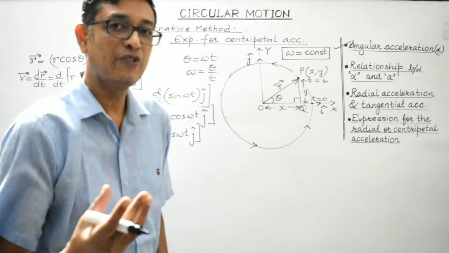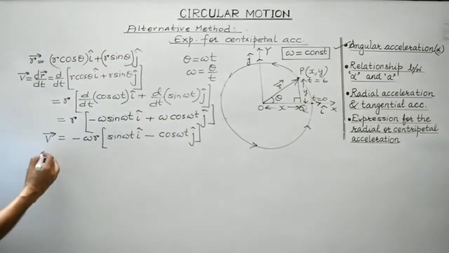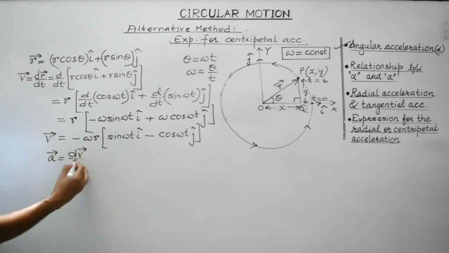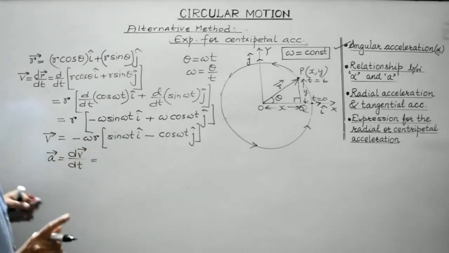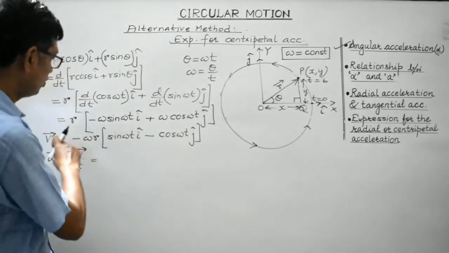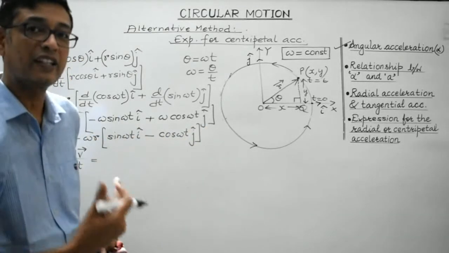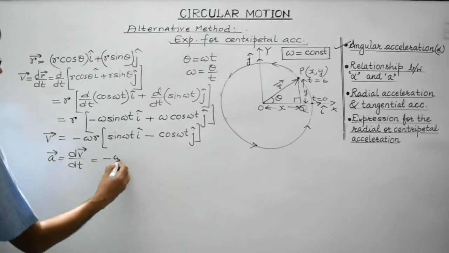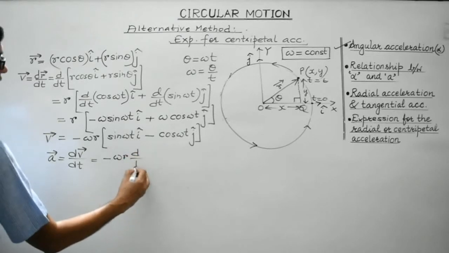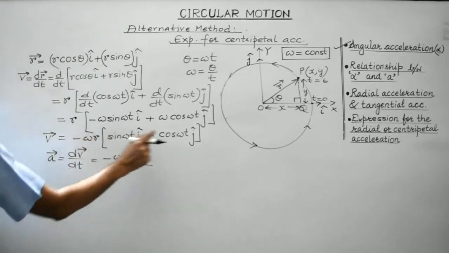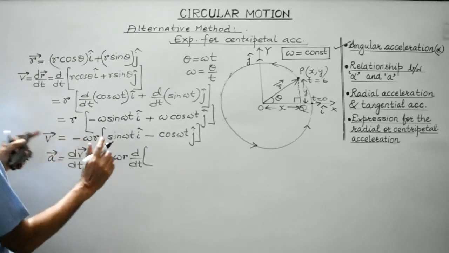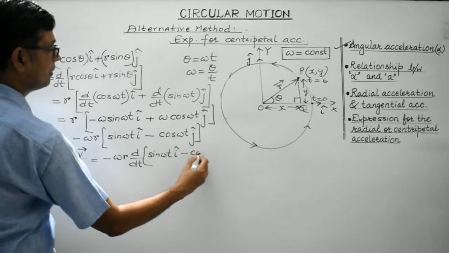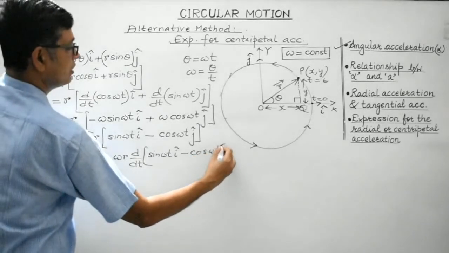Now how to get the expression for the acceleration then? Acceleration, students, is equal to differentiation of velocity with respect to time. What we can do is, once again we have to differentiate this with respect to time, and that will give us acceleration. So minus omega r d by dt, and substitute this value of v over here. Minus omega has already been taken as common. So it is sin omega t i cap minus cos omega t j cap.